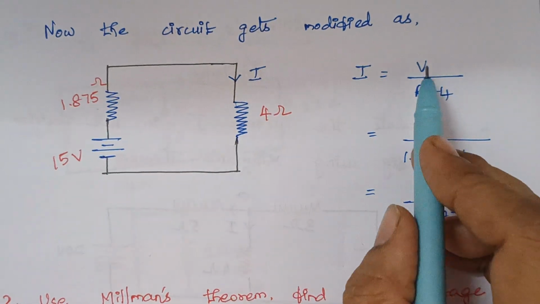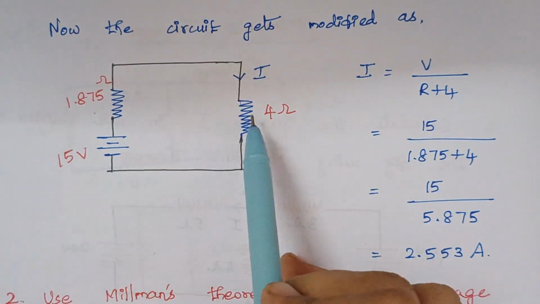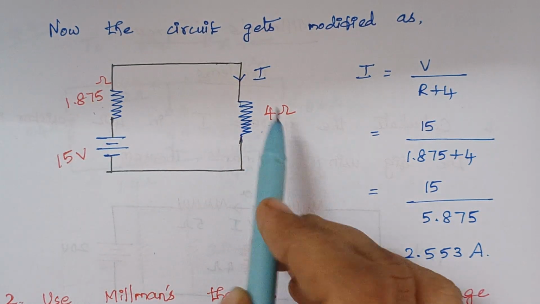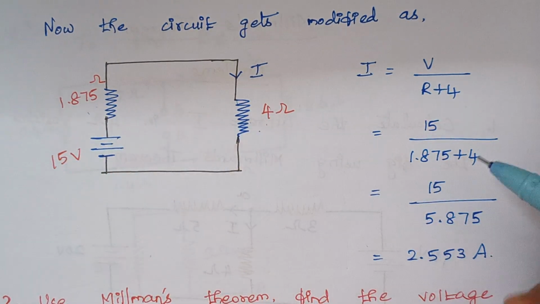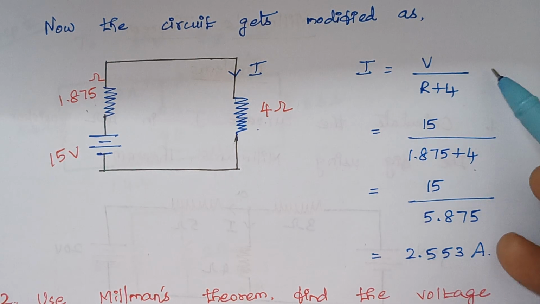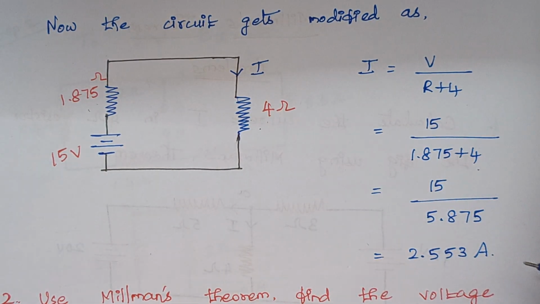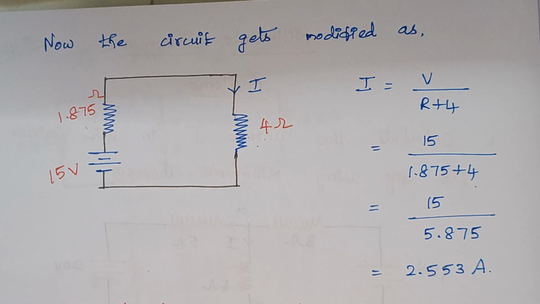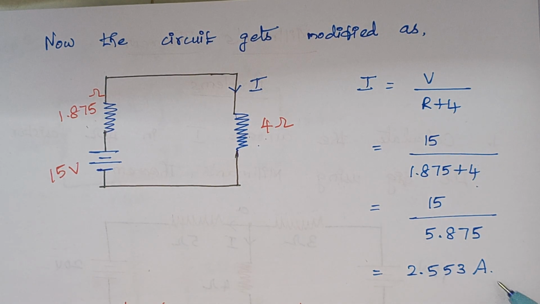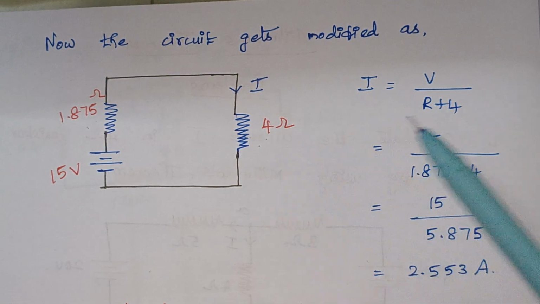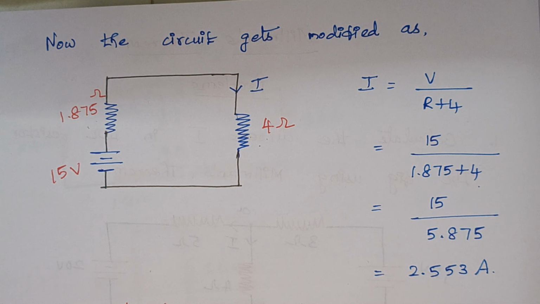I is nothing but V by R, right? Here we are having two values of R. One is 4 and another one is 1.875. So just substitute here. The value of V is 15 and the final answer is 2.553 amps, right? So this is the current that flows through this 4 ohm resistance, right?